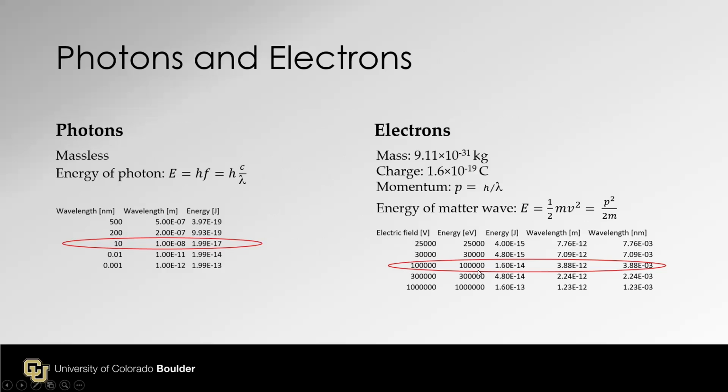For 100 kV electrons, the equivalent wavelength is much shorter, okay? Electrons can achieve much better resolution because of, how do I say, being electrons. They are not photons.